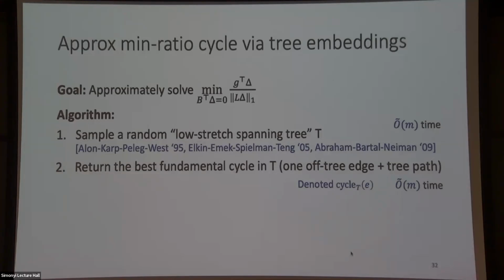Sorry, here M is N. Like when you say tree, there is an original underlying graph, right? The graph has M edges. That's right. And the off-tree edges are M minus N, right? Okay. Fair. So you have to test all of them.